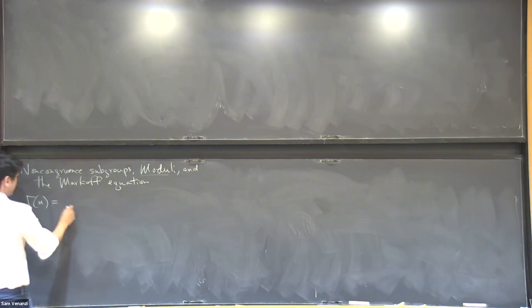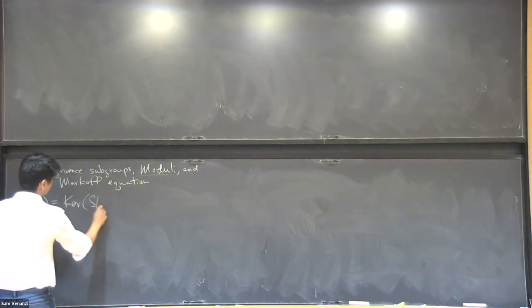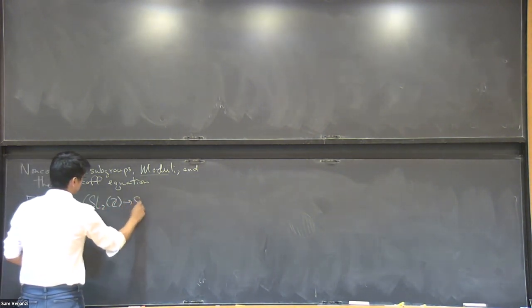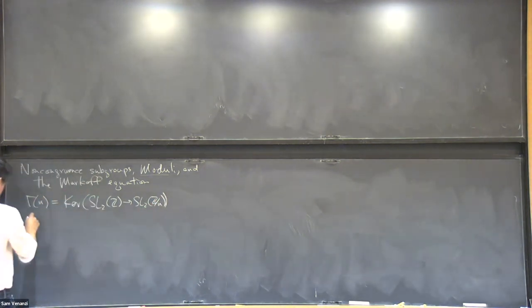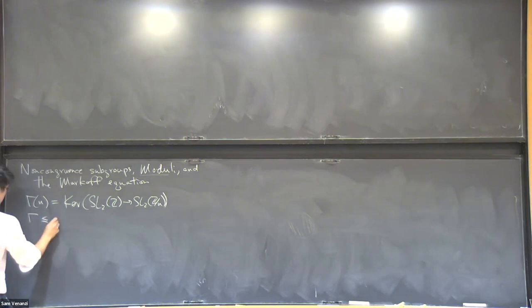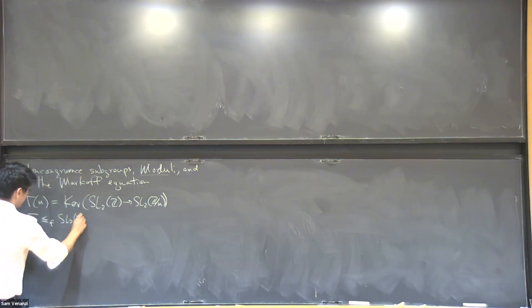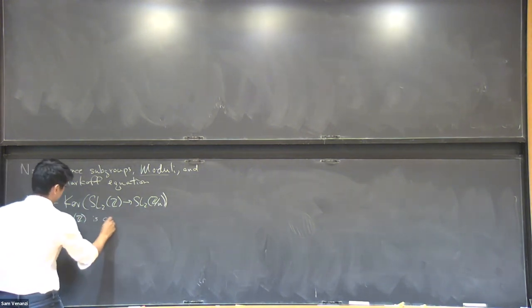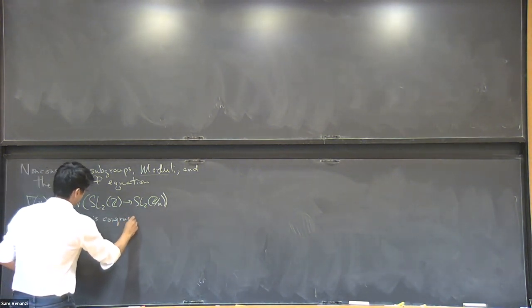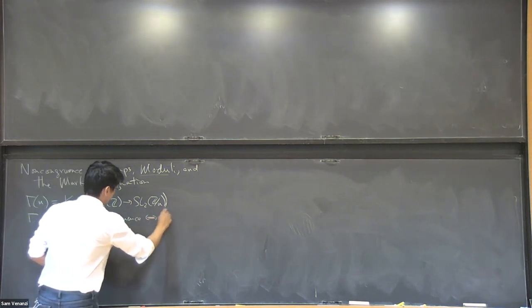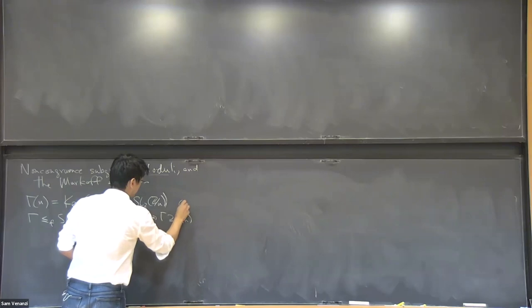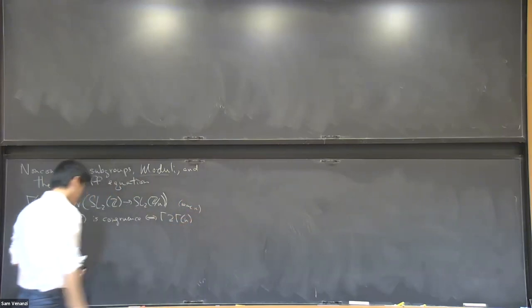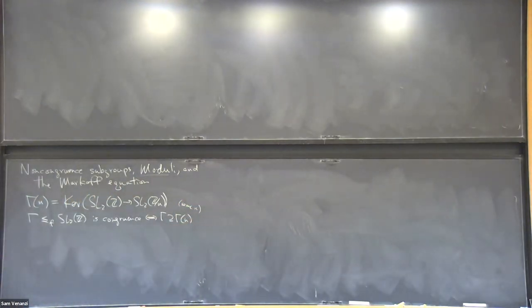Gamma n is the kernel of the reduction mod n map from SL2Z to SL2Z mod n. And then we say that a finite index subgroup of SL2Z is congruence only if it contains gamma n for some n. Otherwise, we say that it's non-congruence.